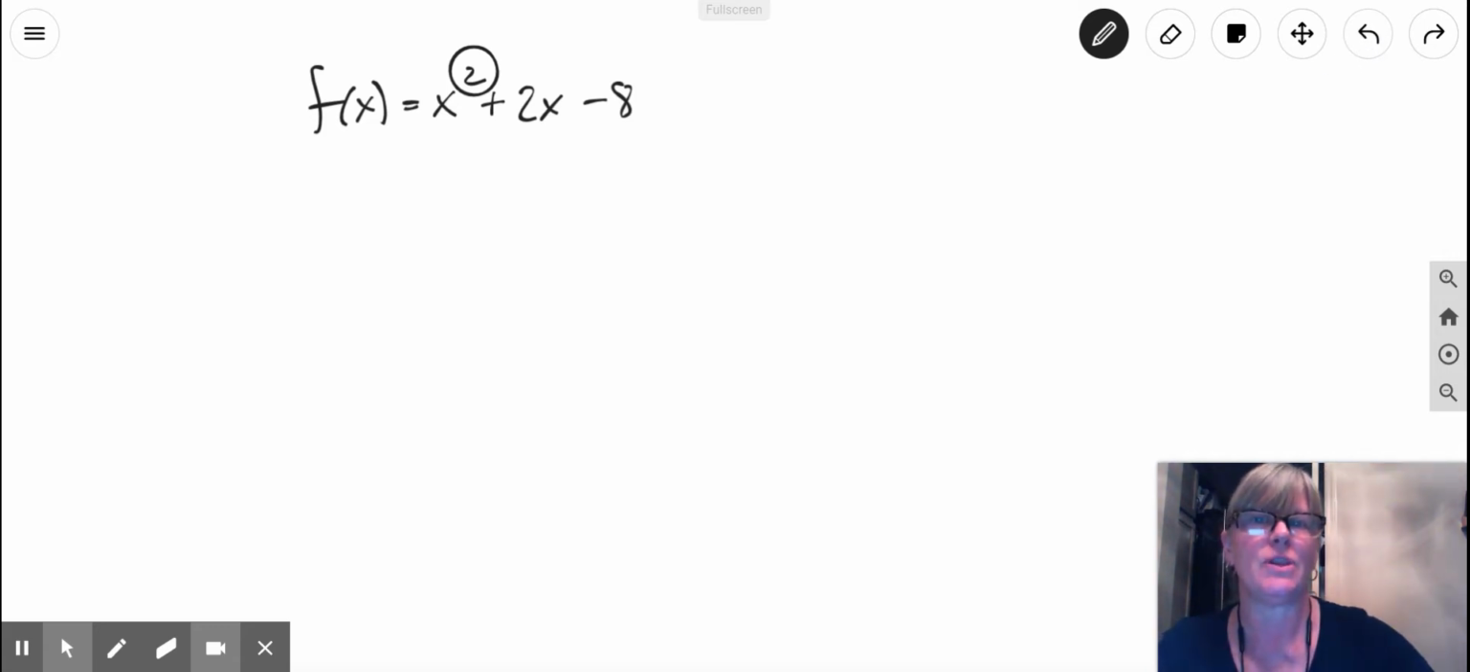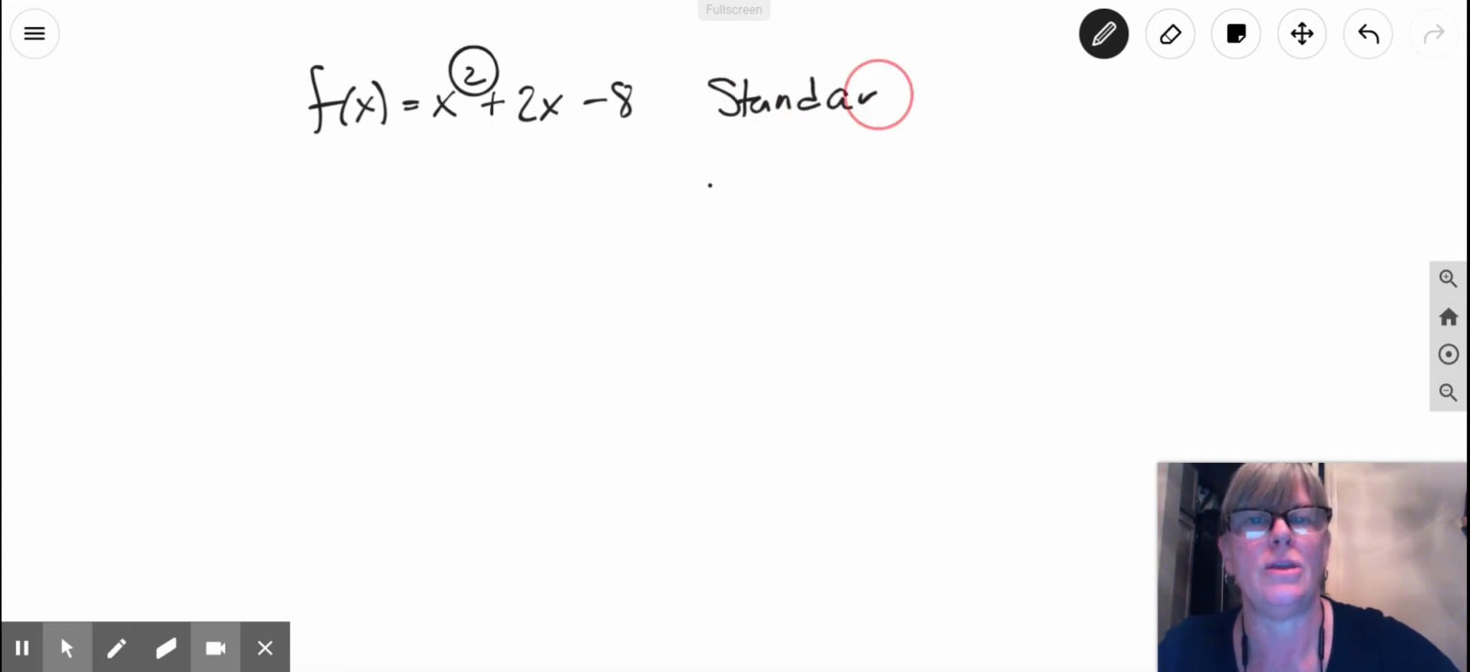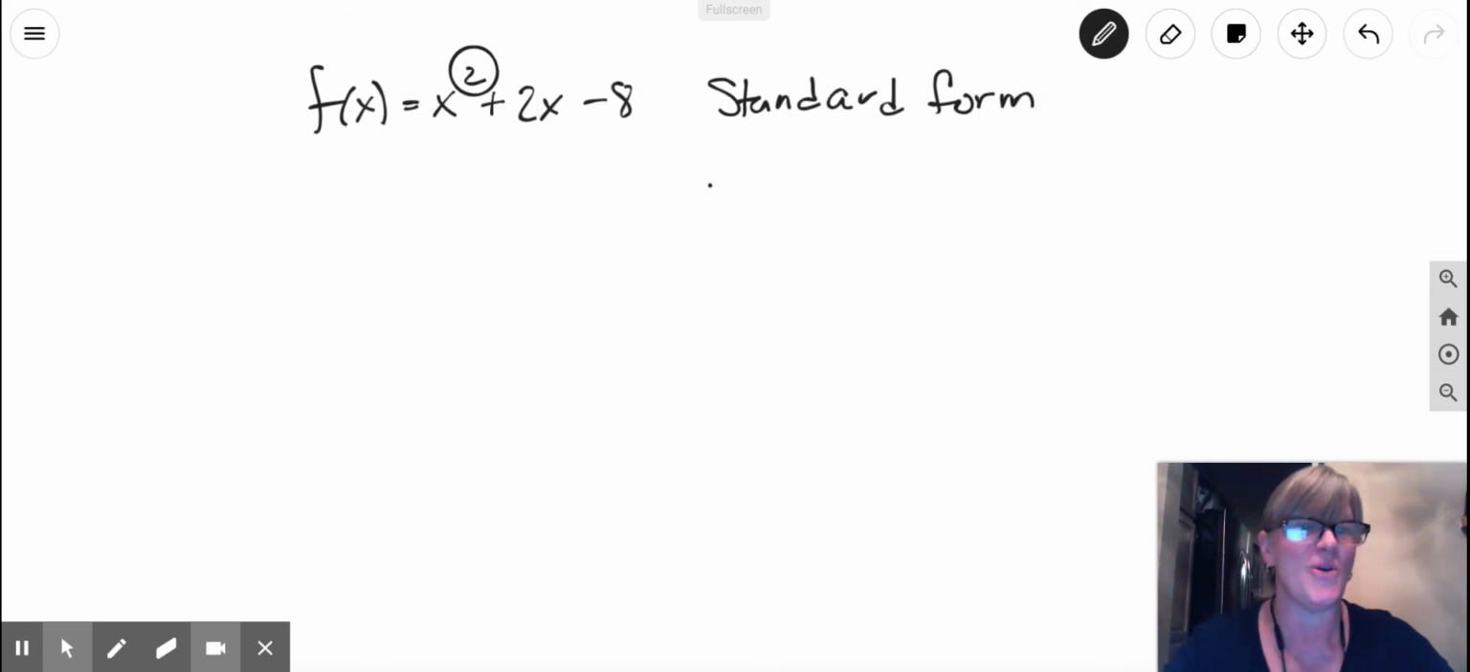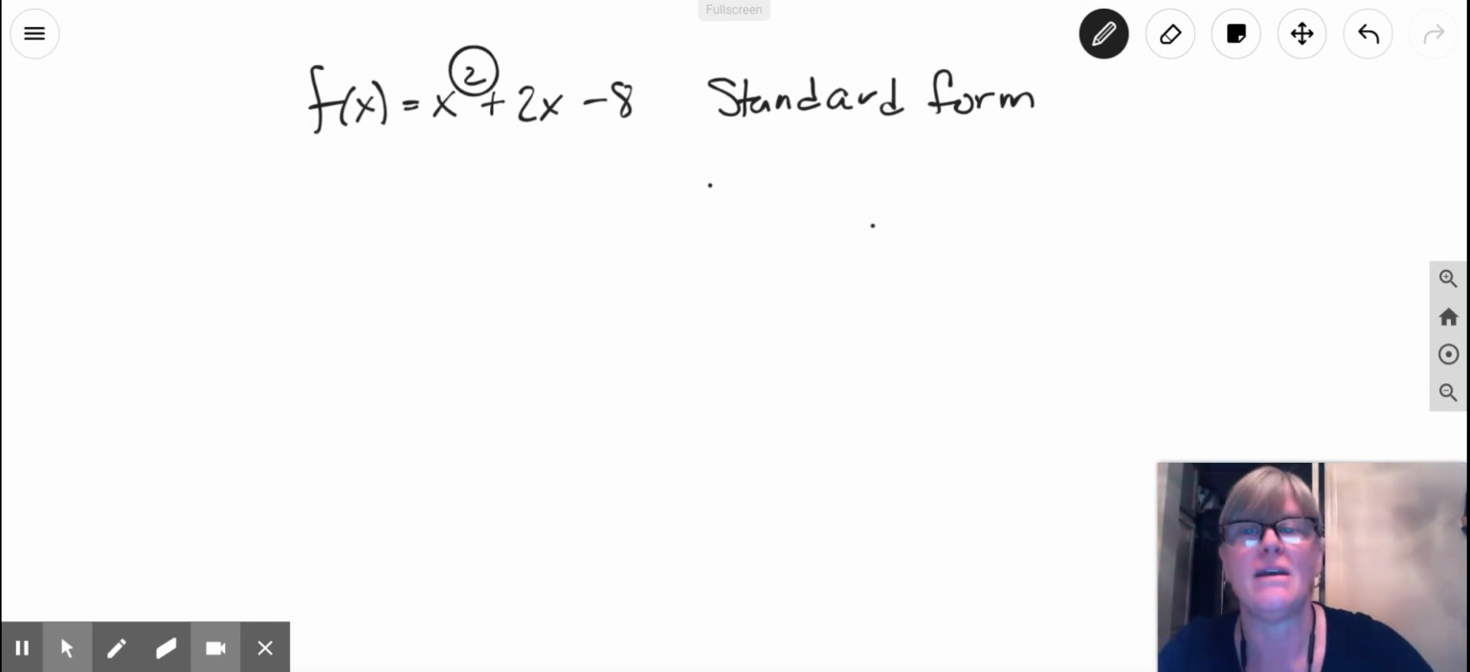I want to go over to here and let you know that this is standard form. We are going to be learning 3 different forms for quadratics, and you have to know how to go from one form to the next. So this is standard form, and you could also put a y here. That would be fine. f of x, we're in function notation because we're growing up mathematically.